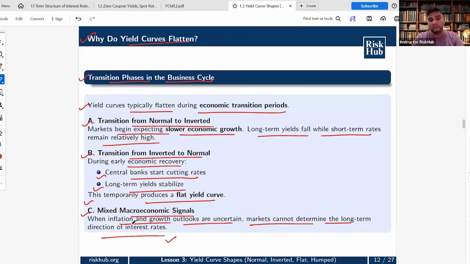Technical clarification here: the slide labels B as early economic recovery. Central banks usually begin cutting during or just before the downturn, not during recovery. The sequence is normally cuts first, then trough, then recovery. The mechanism described is correct. The timing label is a little off, right?